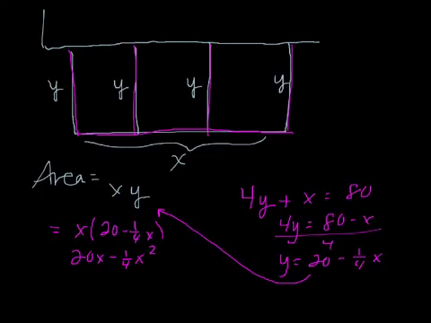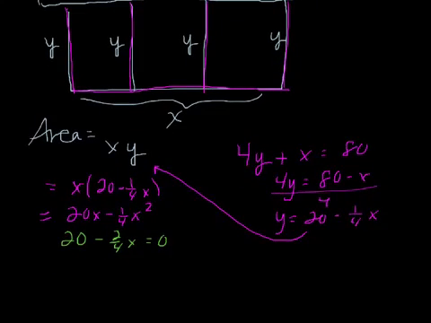Now we want to maximize the area, which means we want to set the derivative equal to 0. So I have to take the derivative. Derivative would be 20 minus 2/4 x to the first. Set that equal to 0. I gotta scoot everybody up just a little bit. So 20 equals 2/4, which reduces to 1/2. So I'm going to move it and reduce it at the same time. Multiply both sides by 2.